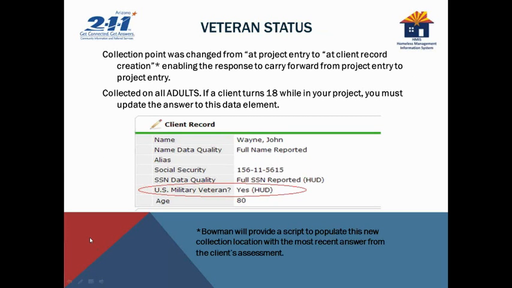Next, I want to talk about veteran status. The collection point for veteran status has been changed from project entry to client record creation, and this will enable the response to carry forward from project to project, just like the client's name or social security number. It must be collected on all adults. However, remember, if you have a client that turns 18 while they're in your project, you must go back and update that answer.